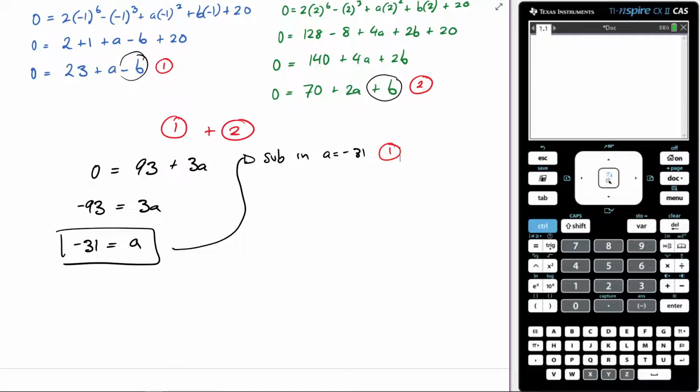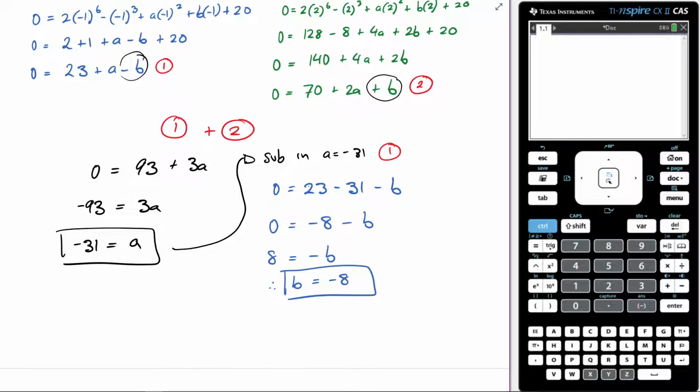So that means what I'm going to end up with is 0 is equal to 23. And then into the a spot, I'm putting negative 31 minus b. So this is going to end up being 23 minus 31, which is negative 8 minus b. Then this is going to become 8 is equal to negative b. Therefore, b is going to be equal to negative 8. And then once we've got that one, we're then going to conclude with just a sentence saying, hence, a is equal to negative 31 and b is equal to negative 8. And just like that, we've got our answer. So hence a is equal to negative 31 and b is equal to negative 8.